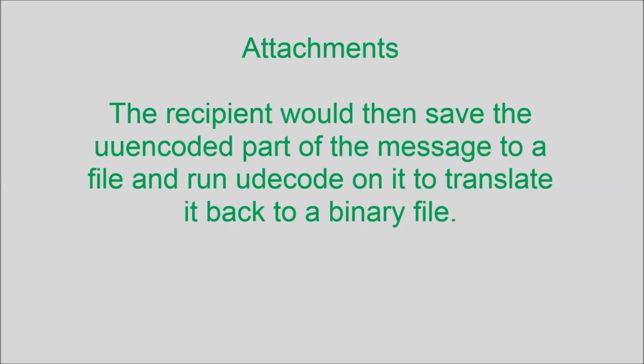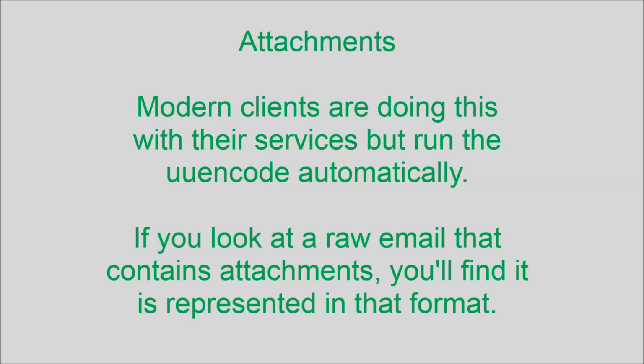The recipient would then save the uuencoded part of the message to a file, run uudecode on it, and translate it back to a binary file. Modern clients are doing this with their services but run the uuencode automatically. If you look at a raw email that contains attachments, you'll find it's represented in that format.